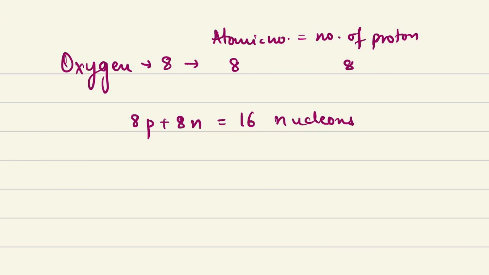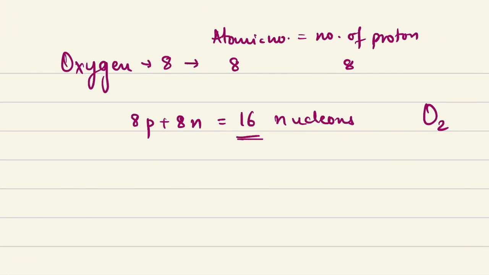But an oxygen molecule has 2 atoms. A single atom cannot be called an oxygen molecule, because it needs to share electrons. So one atom has 16 nucleons, so 2 atoms will have 32. So what you have is the molar mass of oxygen as 32 grams. 32 grams is for oxygen.